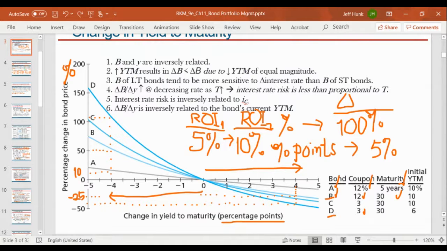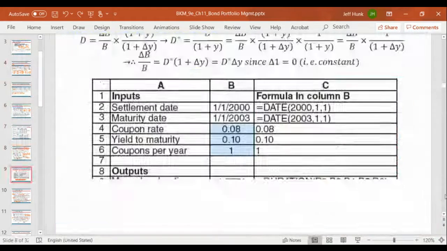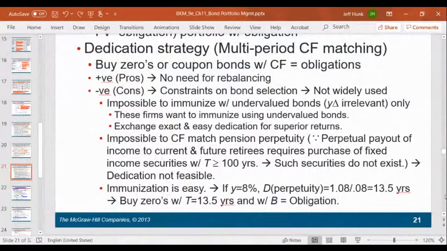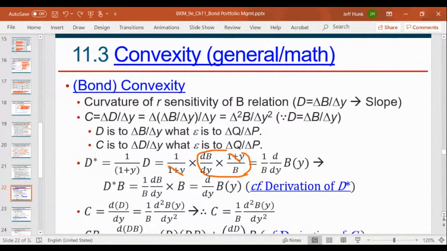So in other words, what was the duration? Duration is basically the slope of the curve. And that's why I said duration is like elasticity, because the demand curve is also an exponential function with a negative slope. And elasticity is basically what? Elasticity is the slope of the curve. Slope is a straight line at a particular point, right?